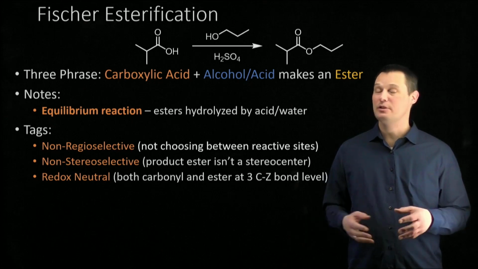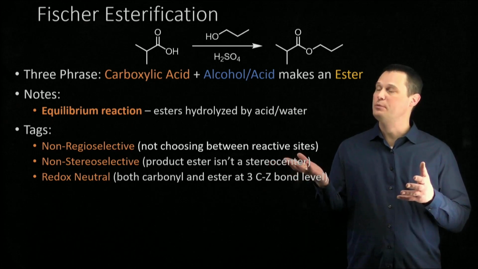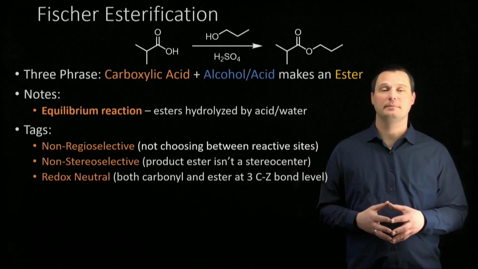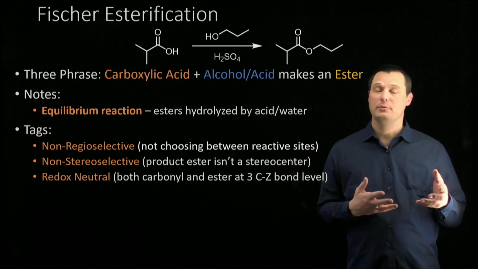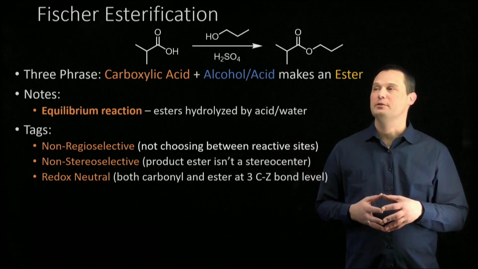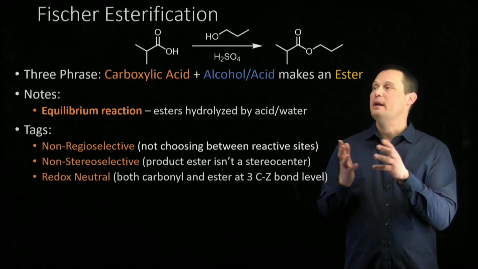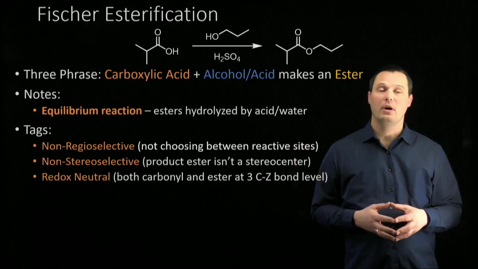Here is our reaction card for the Fischer esterification. Our three-phrase sentence: a carboxylic acid reacts with an alcohol and acid to form an ester. We need to know that three-phrase sentence in all possible combinations. A carboxylic acid reacts with an alcohol and acid to form an ester. Alcohol and acid turns a carboxylic acid into an ester, and an ester is made when a carboxylic acid reacts with an alcohol under acidic condition.